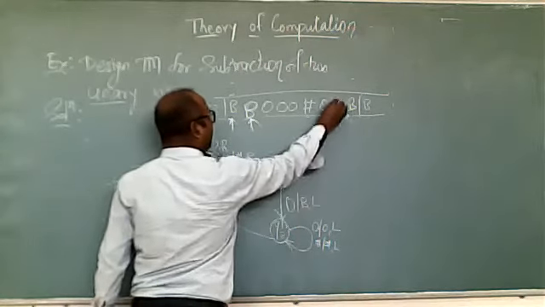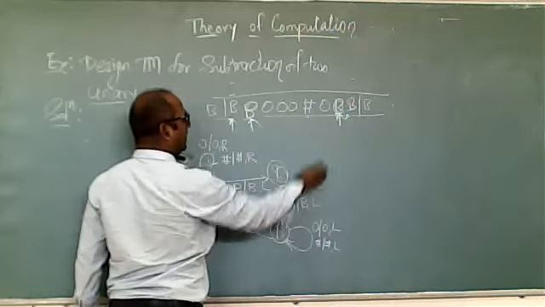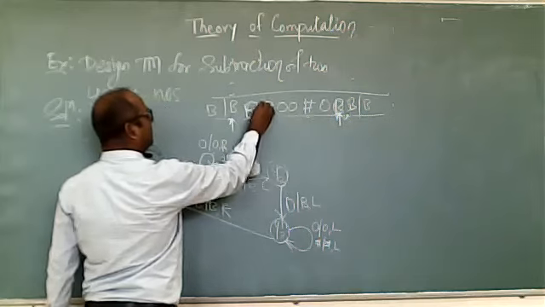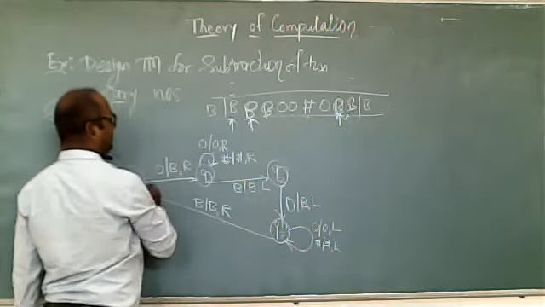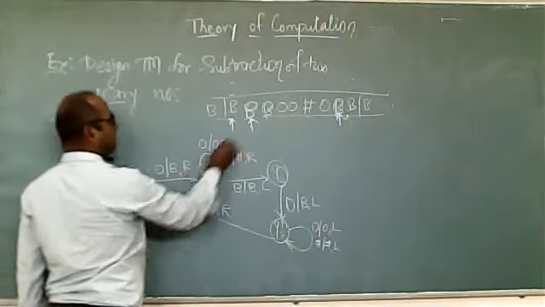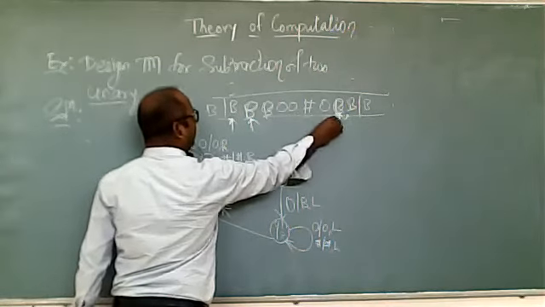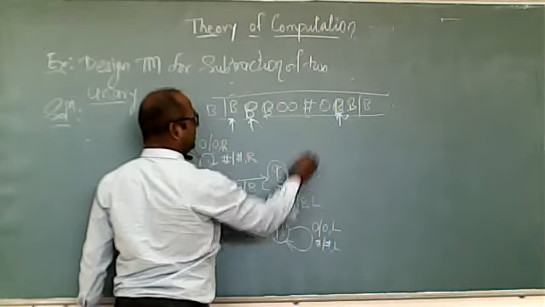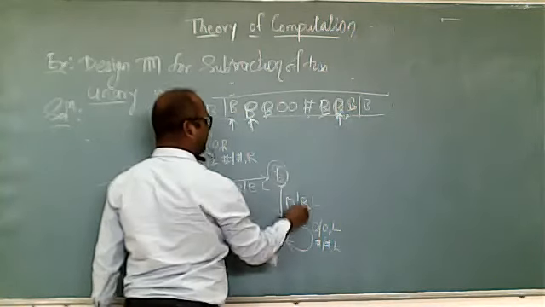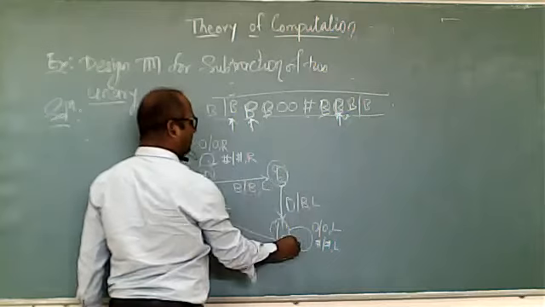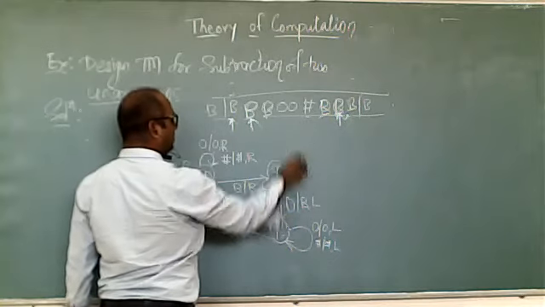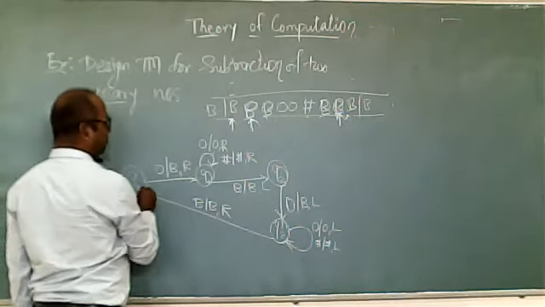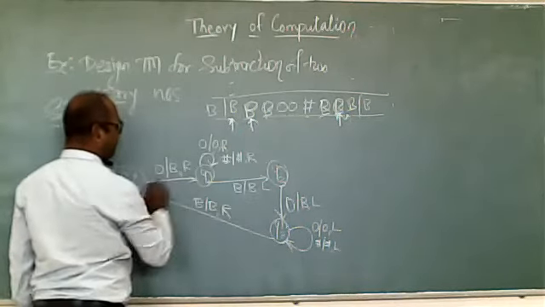This 0 will become blank and left. Again skip everything. 0 skip, hash skip. Make this a blank. Skip everything, blank, change the direction left. This 0, make it a blank. Skip hash, skip 0, skip 0, blank, coming to Q0, blank right, blank right.